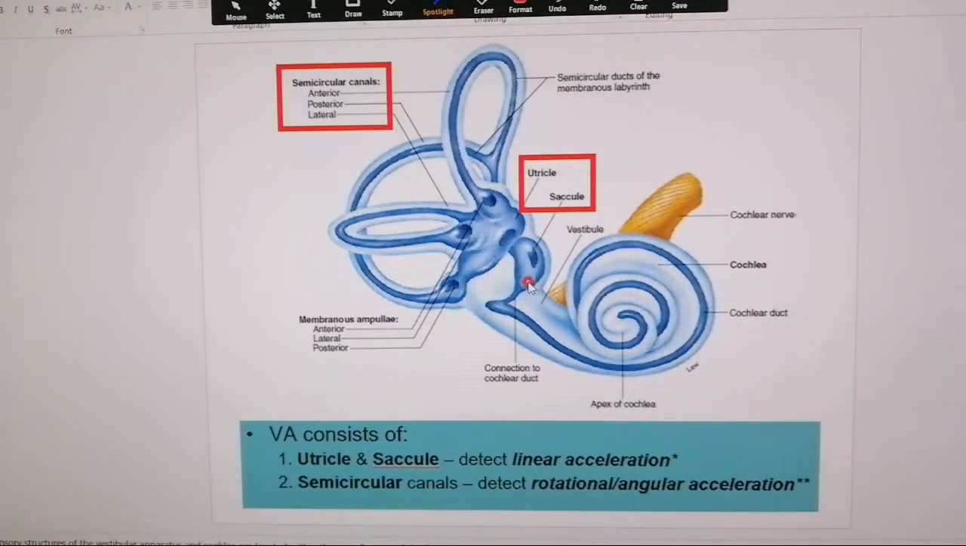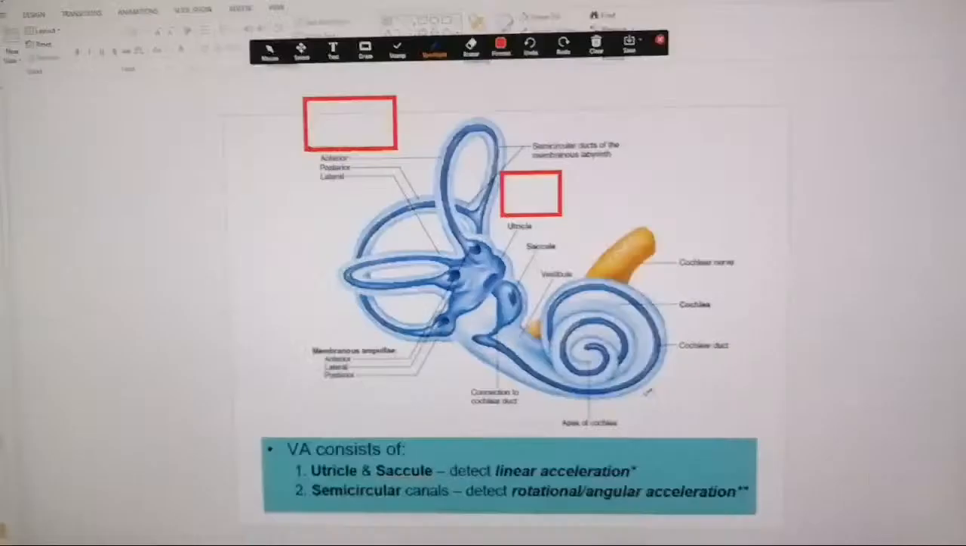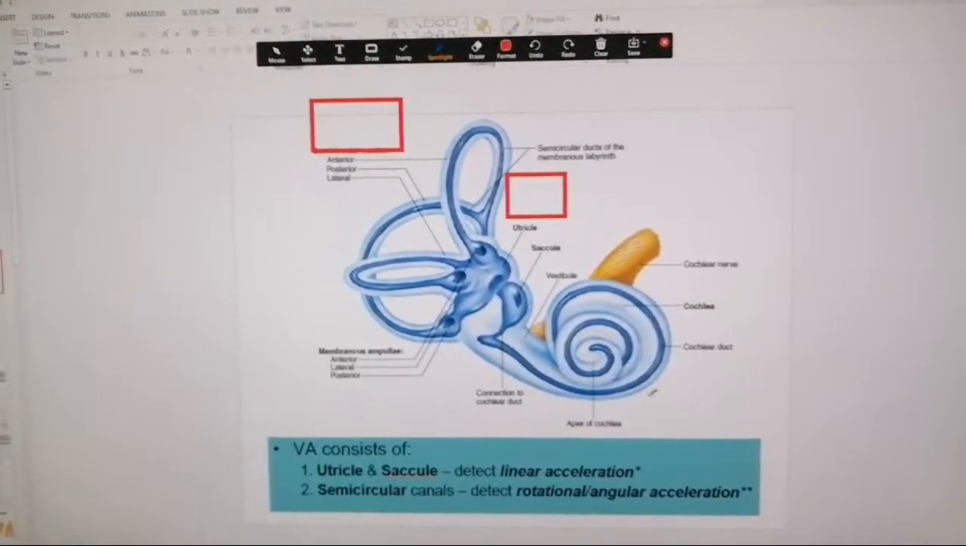Now let's introduce the functions. Can you see this bit here? Can you read it? All right. Let me magnify it a bit. So here. Okay, welcome back. As you can see, VA is the vestibular apparatus. VA consists of the utricle and saccule, and we know this now. It's called the otolith organs and semicircular canals.